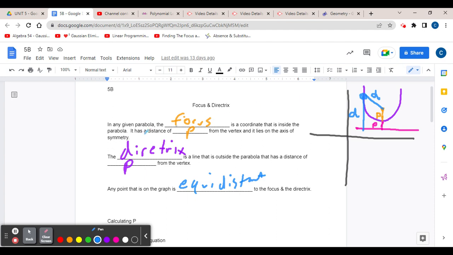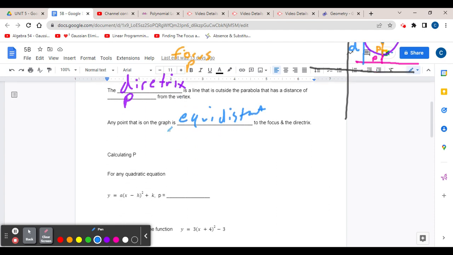So the next question is, what's p? Well, if we have a quadratic equation, vertex form, standard form, doesn't matter, the value of p is 1 over 4a. So p is 1 over 4a.